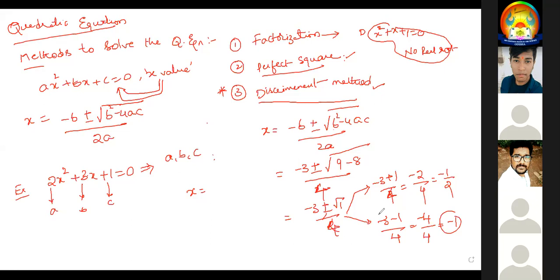What is the advantage of this discriminant method? Last class, when we did the perfect square method, we had a lot of doubts, a lot of manipulations, and simplifications to do. But when we use the discriminant method to solve the quadratic equation, we need not struggle much. You simply substitute the values in the formula, so directly you will get the answer.